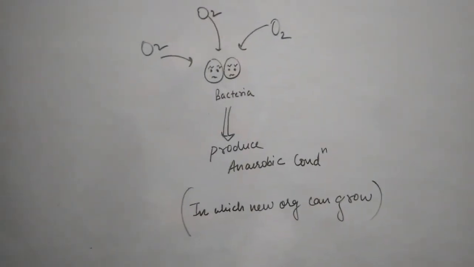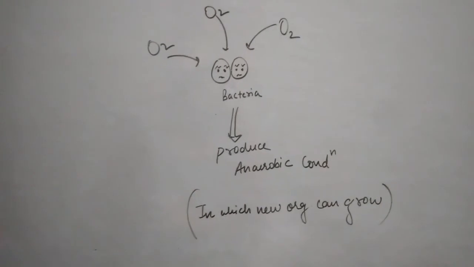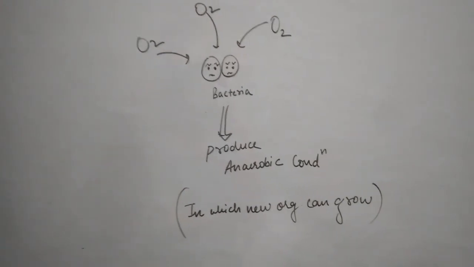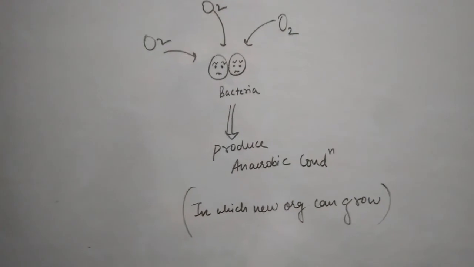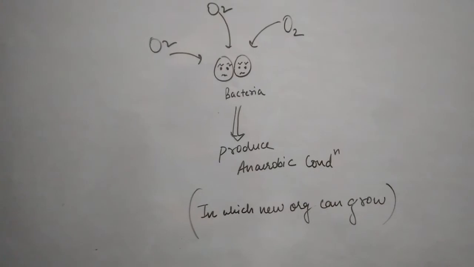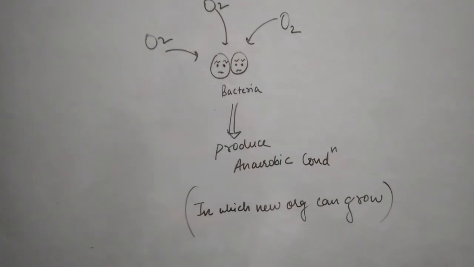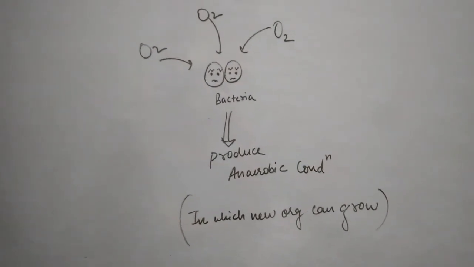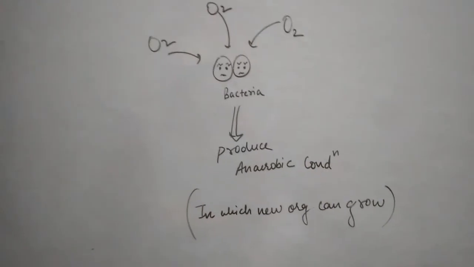Along with this, these bacteria consume a lot of oxygen which is present in the surroundings and produce an anaerobic condition. They produce this anaerobic condition so that other causative organisms can grow.